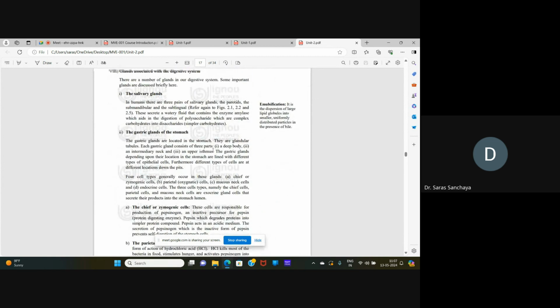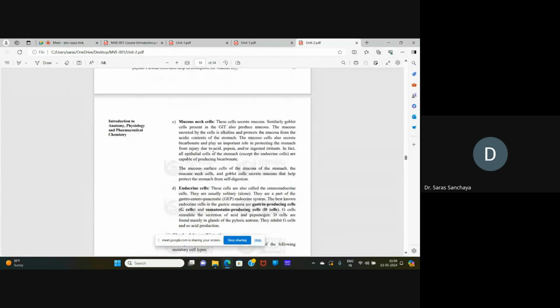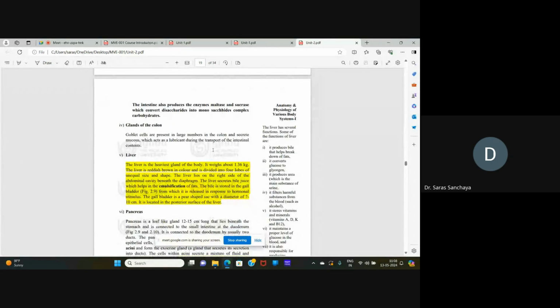Now, there are different glands: salivary glands, gastric glands of the stomach. Then we can see glands of the small intestine and glands of the colon. Now, the most important and heaviest gland is the liver. Liver is not an organ, liver is a gland. It is the heaviest gland of the body. It weighs about 1.36 kg.